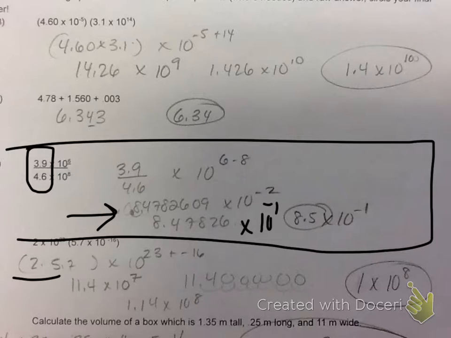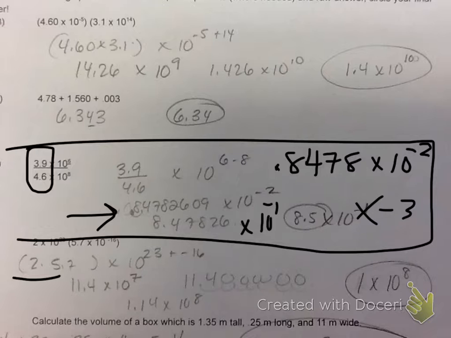Yes, sir? Well, let's see. Hold on. 0.847 blah, blah, blah times 10 to the negative second. If we go, oh, you're right. Yep. And I did my bumps and everything. I just forgot that it was negative. So sorry about that. So yeah, that should be times 10 to the negative third.